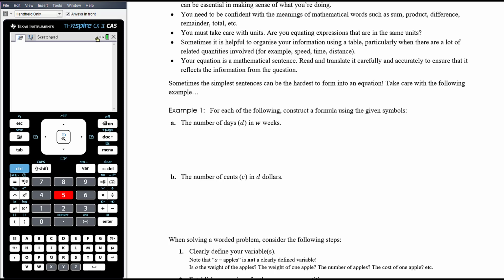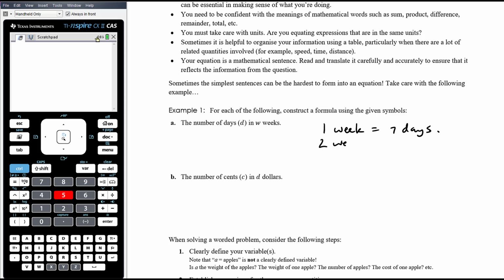Okay, so we want to construct a formula using the given symbols. We want to write a formula that connects the number of days, which is D, in W weeks. So if we have W weeks, how many days is it? Now what a lot of you will do is say there's 7 days in a week. That's the sentence you'll construct, but that's not what's happening. We have W weeks. In 1 week, we have 7 days.